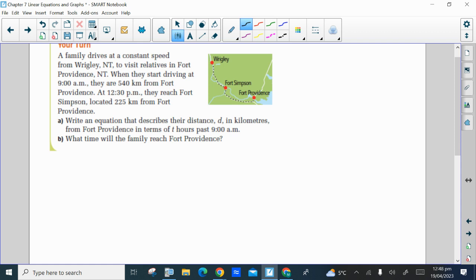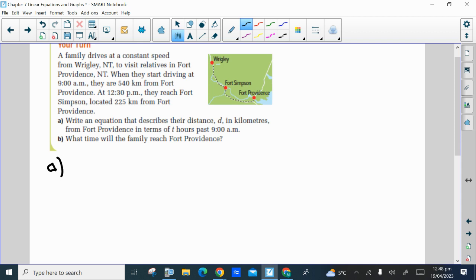The reason we can write a linear expression for this is because we are told they drive at a constant speed. The rate of change is a constant. And slope tells you the rate of change. In order to have a line, the rate of change must be a constant. And it is. So that's why we can come up with a linear relation for this scenario.